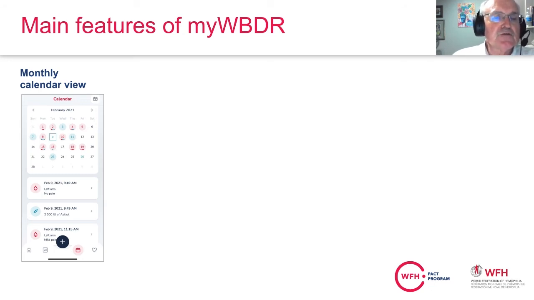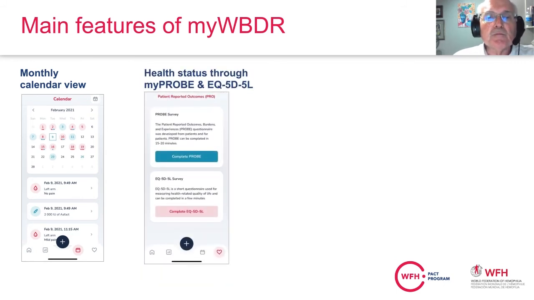The details are further down in the screen. If we move to the middle, we see the patient-reported outcomes screen. And in the blue, there is the probe survey, which was designed by patients in the WFH4 patients. And below that is the EQ5D5L survey, which is fairly quick. It's standardized internationally, and lots of countries have data for healthy people.